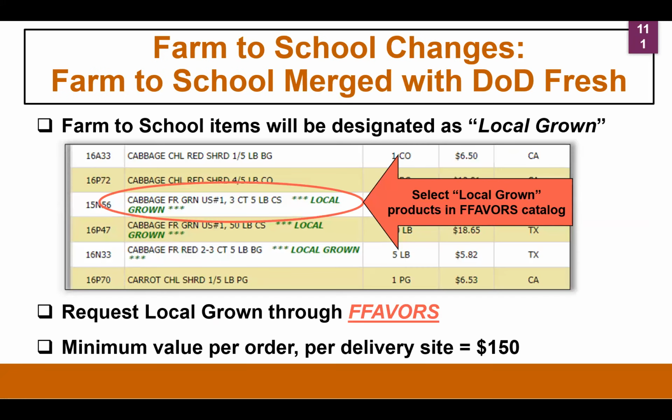And as I said, you will order both DOD and your local grown in Favors, and you'll know it's local grown because it'll be marked, it'll have local grown in green next to that item. Again, it's using the same bucket of money. But it's all done in Favors.